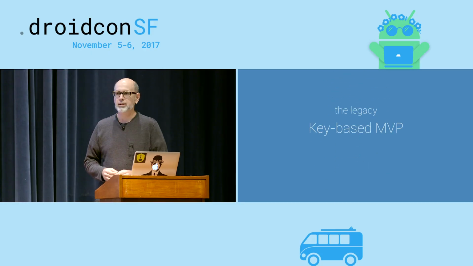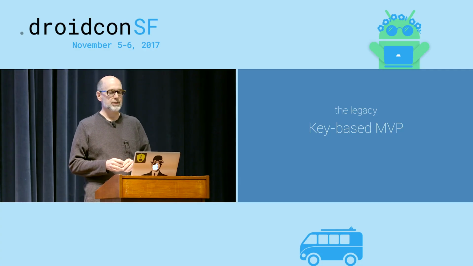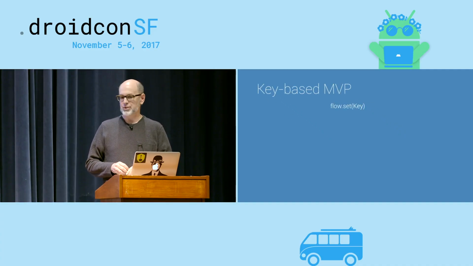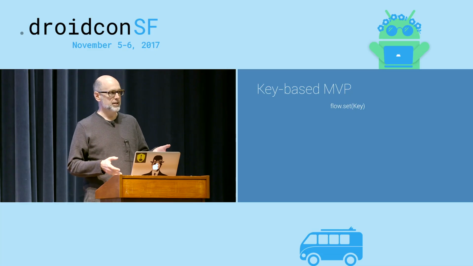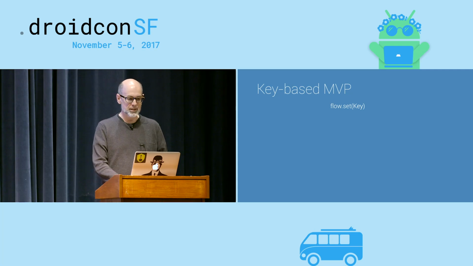So to start with, let me tell you about how the app works before we started trying to make this change to it. We work in a style that you could think of as key-based MVP, which is basically the MVP pattern that everybody seems to use to some extent, with a kind of URL-style navigation scheme behind it. We do that with a library that we open sourced a few years ago called Flow.